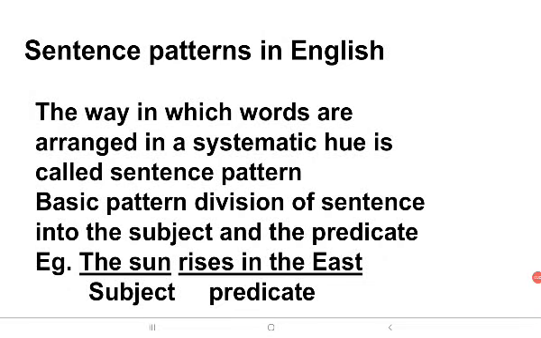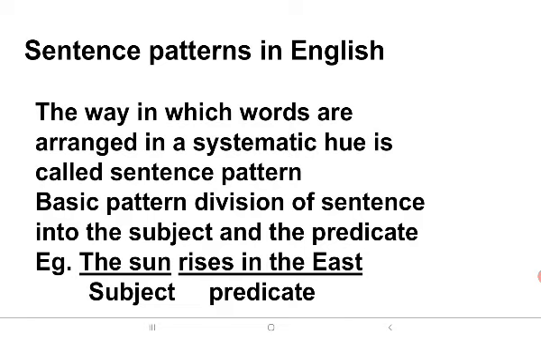Good morning, students. Today we will discuss the topic sentence pattern in English. Students, as you know, a sentence is an arrangement of words in proper order. As I have previously discussed in my earlier classes, there are four types of sentences. That is, assertive sentence, interrogative sentence, imperative sentence and exclamatory sentence.